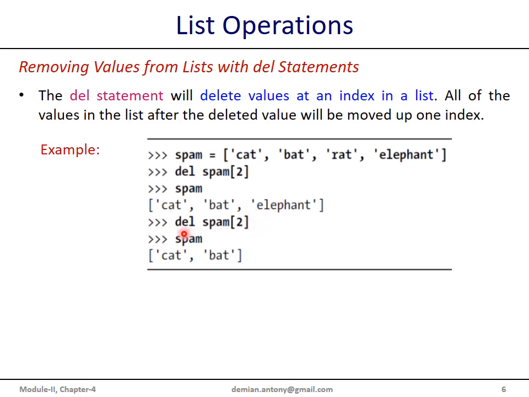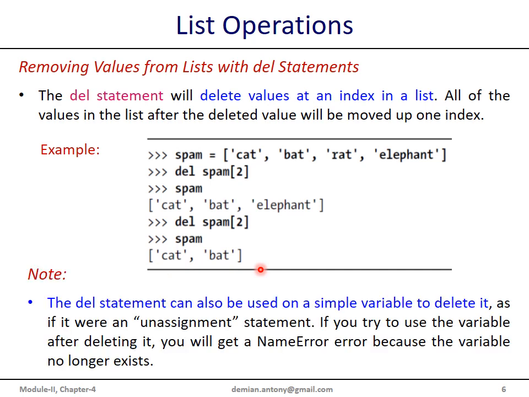Let's delete the third element, that is spam of 2, elephant. Now, after deletion, we are left with only 2 elements, that is cat and bat.